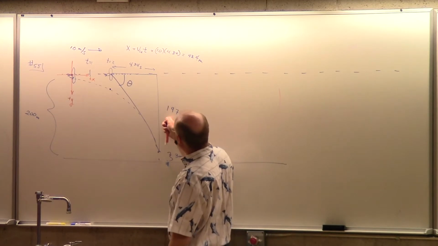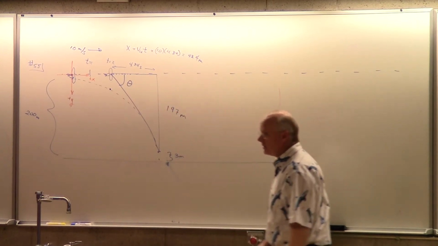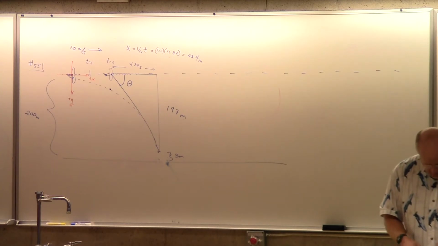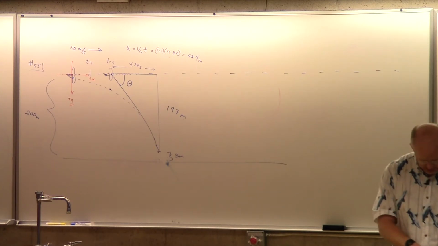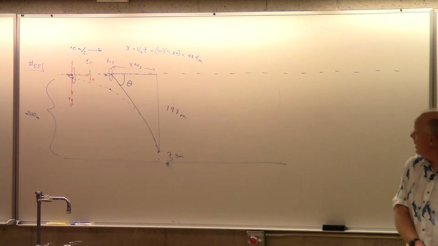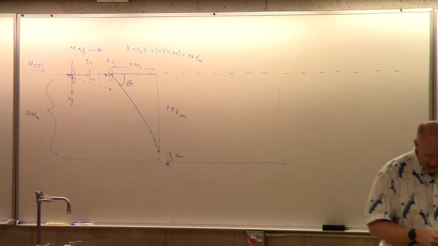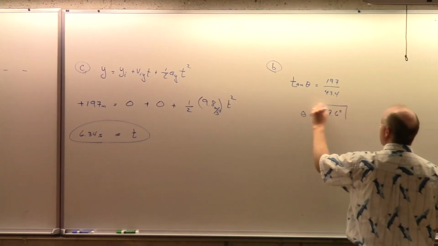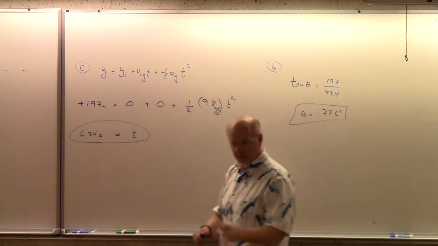So now that I know vertical distance and horizontal distance, I can now answer their question about the angle. And I would write it as tangent of theta. So tangent of theta would be the opposite, 197, over the adjacent, 43.4. And then I can solve for the angle. So inverse tangent of 197 over 43.4, coming out to be about 77.6 degrees. So there would be the dive angle.